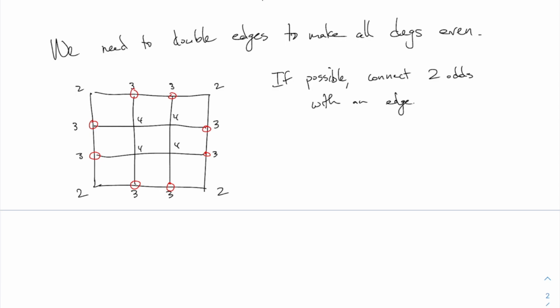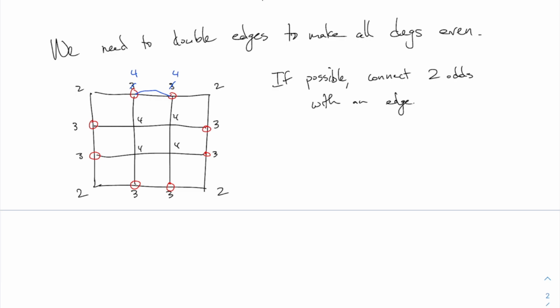So for example, I see these two 3s up top. I'm going to just double the edge going in between them. That turns them both into a 4, because every time you double up one of the edges, you increase the degrees by 1 each. So I'm going to double this one, which makes a 4 and a 4. And then I'll just pair up each of the odds. That's the best way to do it.